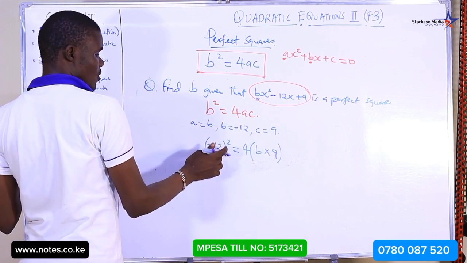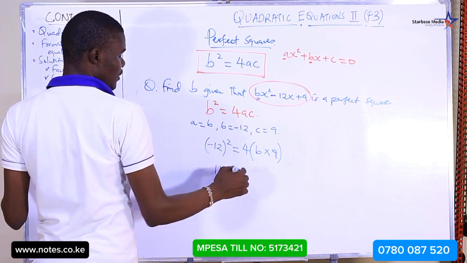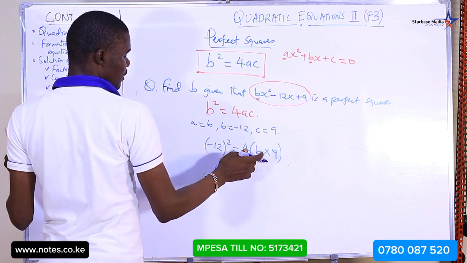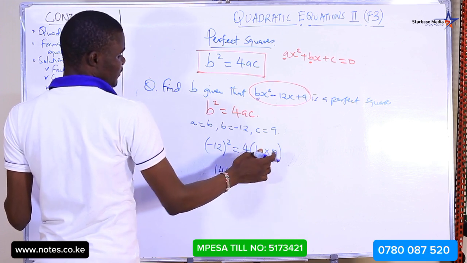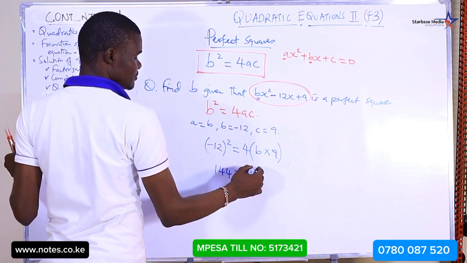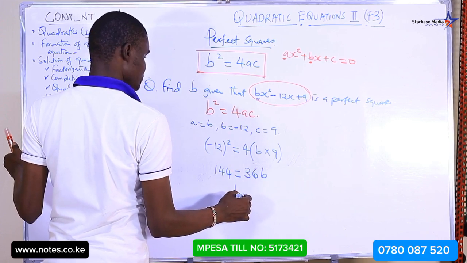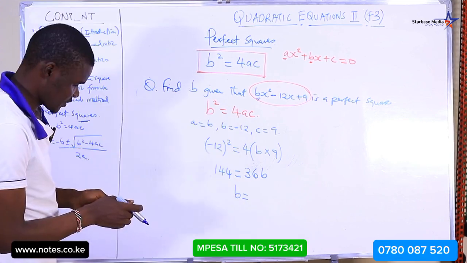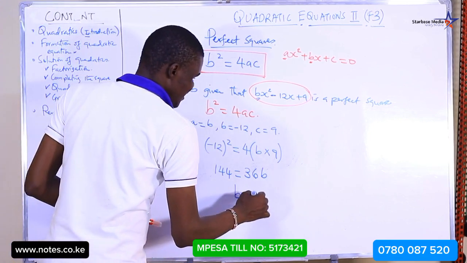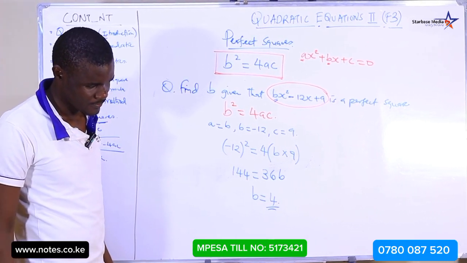So this is like 144 to be equals to 36B? What is B? 4. Yani rahisi.